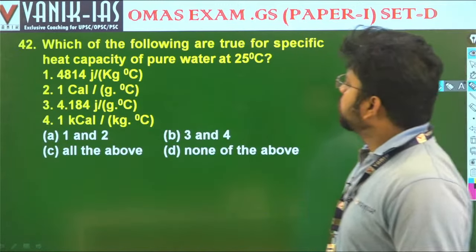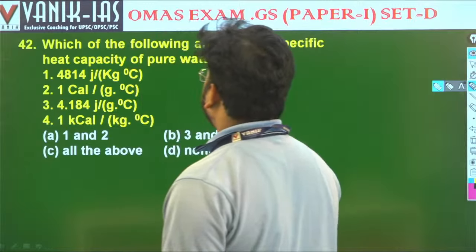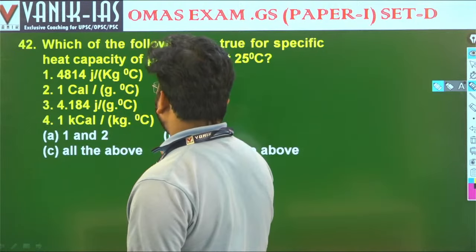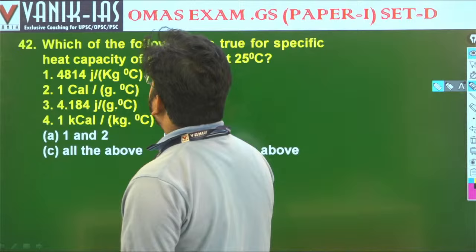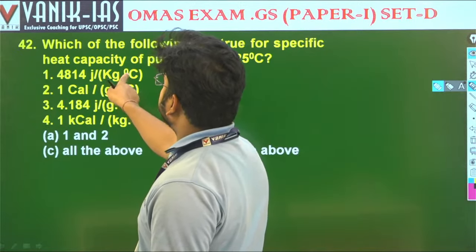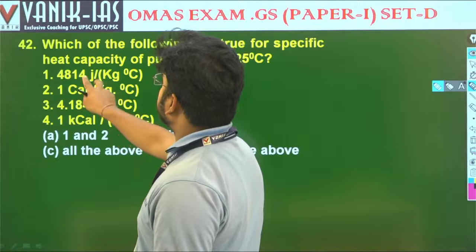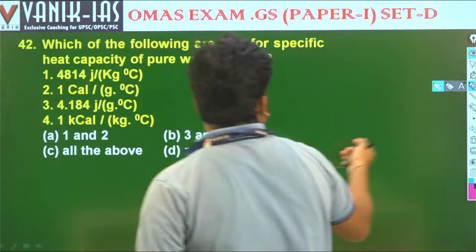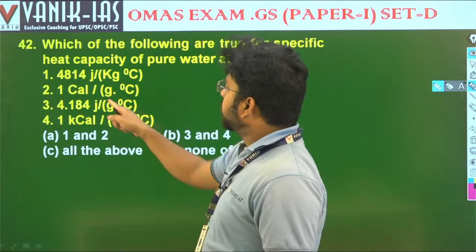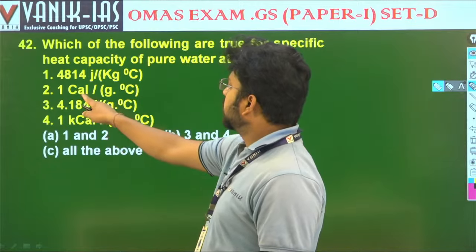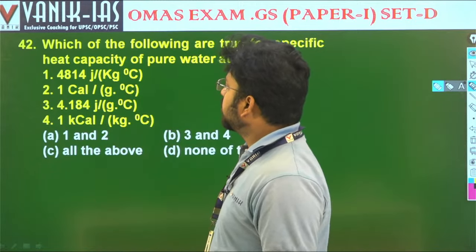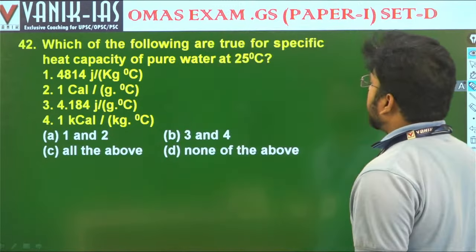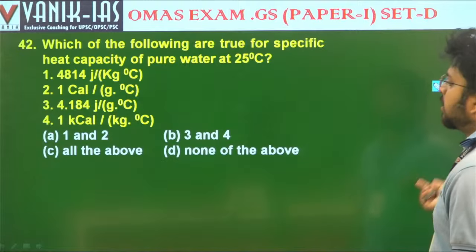Then which of the following are true for specific heat capacity. See, this is 4.184. Here any two options are correct. Sorry, yes. Here 4.184 joule per kg per degree Celsius. Here 4.184, see it is kg, here it is gram. So obviously 4.184. So if 1 is right, then 3 is right. If here 1 calorie per gram per degree Celsius, here 1 kilocalorie per kg per degree Celsius. So these all are right with respect to the specific heat capacity of water.